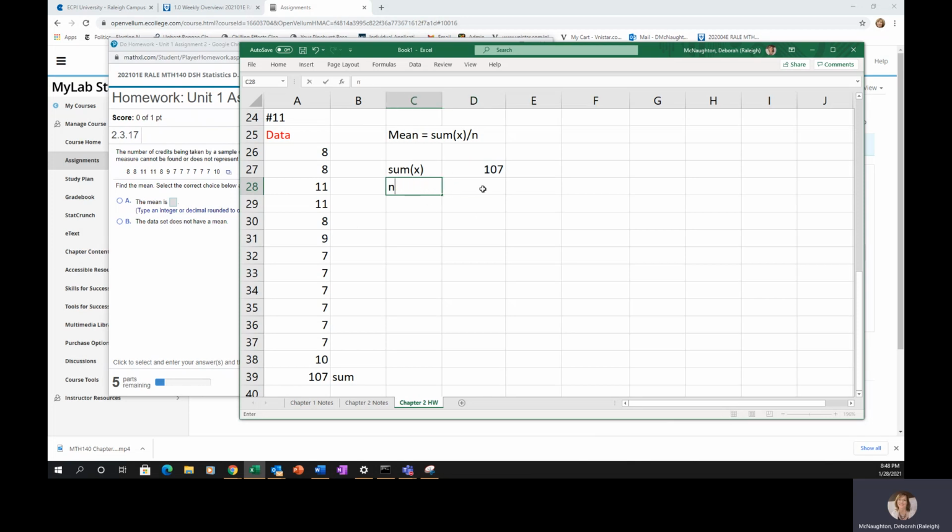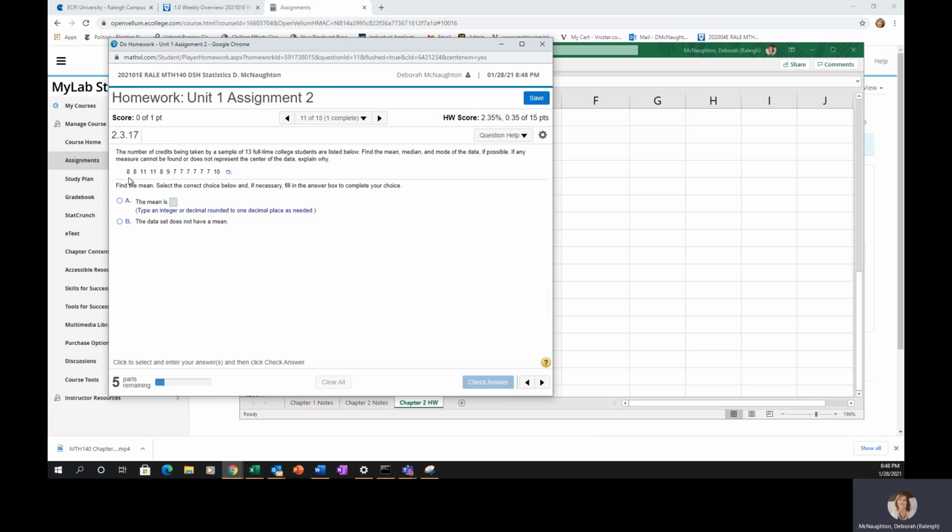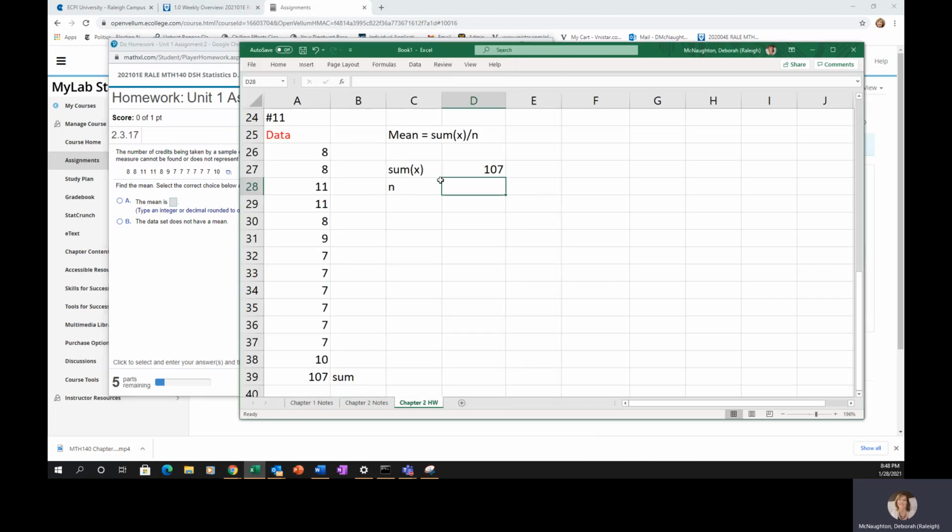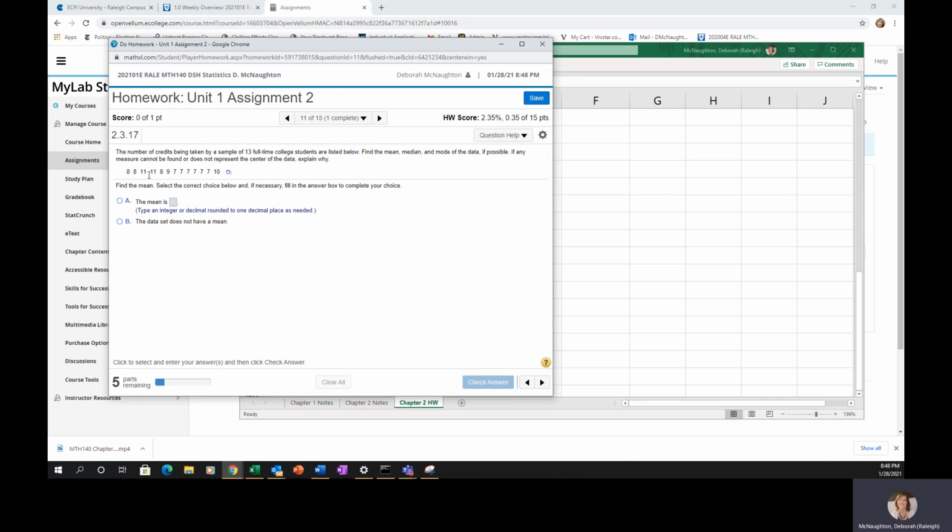N is the number of data values. So you can get that by counting, right? I can count them, or I can go equals count. And then mark my data. Be sure you don't include the sum. Okay, so I had 13 data points. You can also just count them 1, 2, 3, 4, 5, 6, 7, 8, 9, 10, 11, 12, 13.